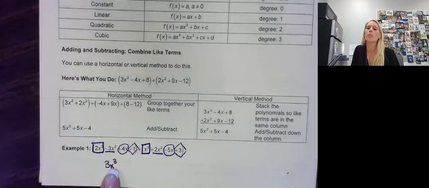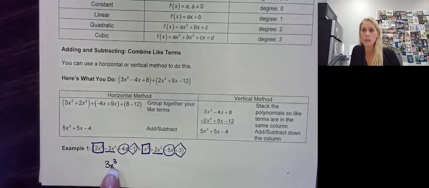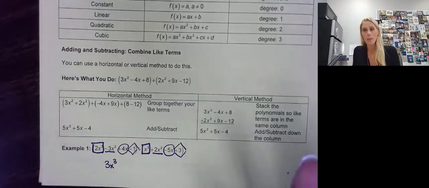The other thing to keep in mind is when we're combining like terms, the terms that look like each other, you do not add the exponents together, right? It's like, hey, I'm going to add 5 apples here and 2 apples here. How many apples do I have? I have 7.